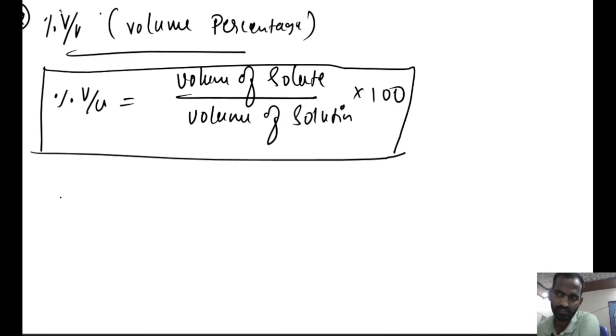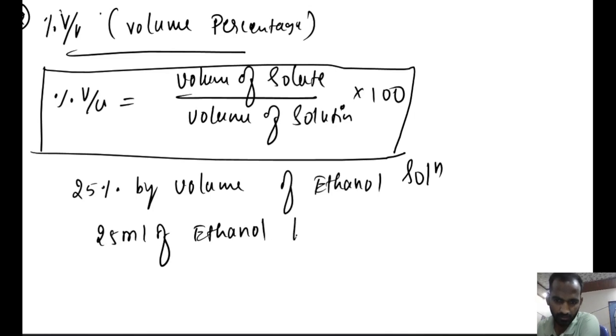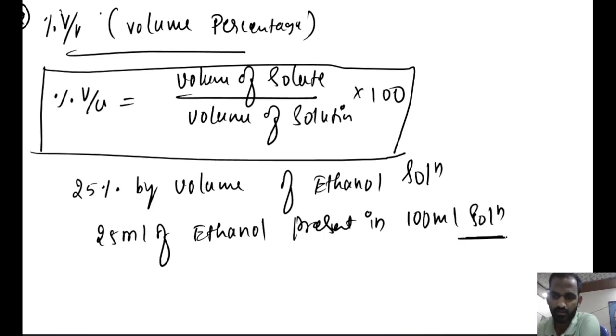For example, on the reagent bottle they will mention like this: 25% by volume of ethanol solution. If they mention like this, what is the meaning? 25 ml of ethanol is present in 100 ml solution. So that is called volume by volume.